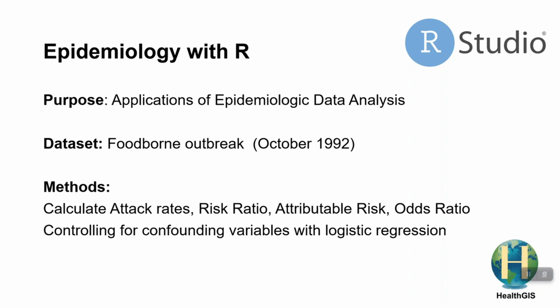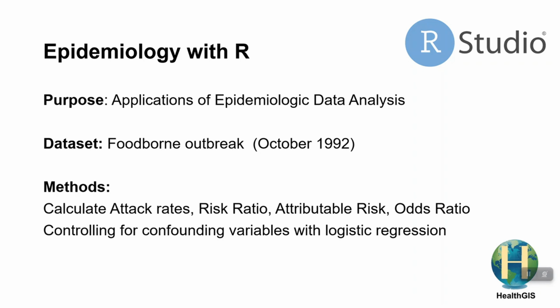In this video tutorial, we're going to practice several applications of epidemiology data analysis methods in R using a real-world foodborne outbreak investigation dataset. The outbreak occurred in October 1992, and we specifically are going to learn how to calculate the attack rate, risk ratio, and attributable risk for a cohort study, and also odds ratio for case control study, along with their confidence interval to assess whether the results are statistically significant or not.